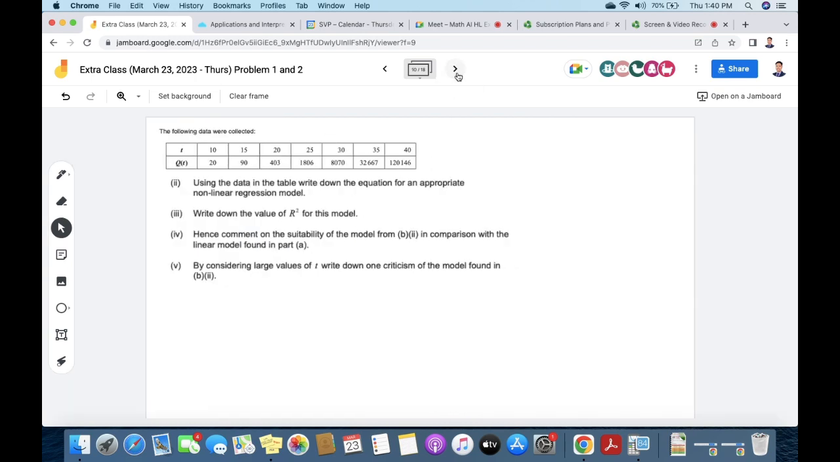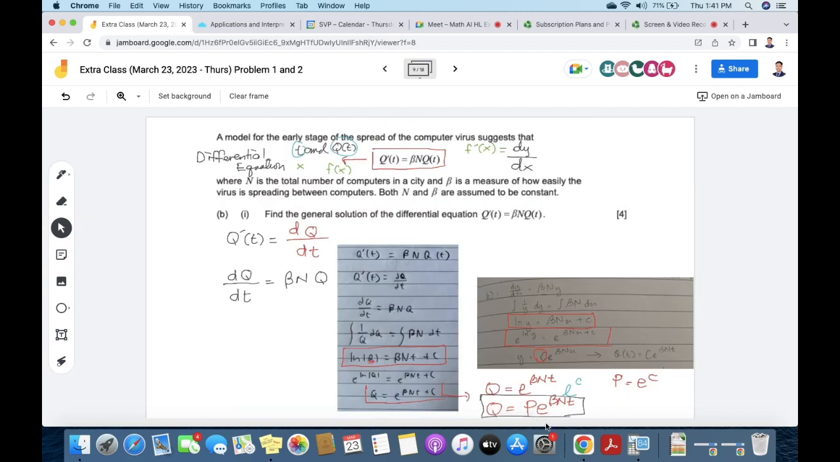All right, let's now proceed to the next one. Now, this one is not linear. So using the same data in the table, what do you think is the appropriate equation for this nonlinear regression model? I think you'll have an idea based on this.